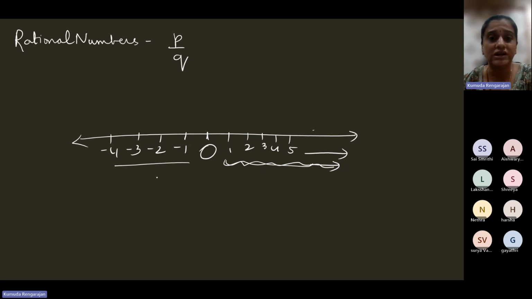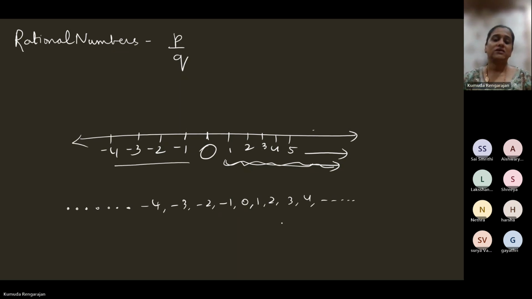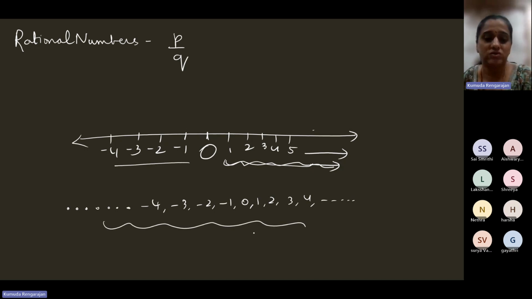So this is an infinite list. It starts from where we don't know: -4, -3, -2, -1, 0, 1, 2, 3, 4. It goes on like this endlessly. So this is how we represent the collection of integers. So these are integers. Integer by integer is a rational number. The denominator integer should not be 0.